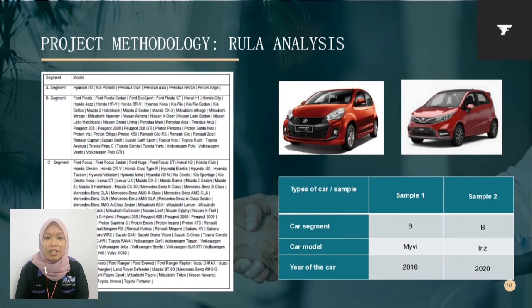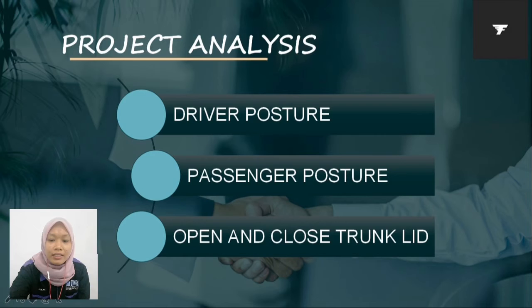Then after that, in this project we have chosen two cars, but in the same segment. So in our project we have chosen Proton MPV and Proton Iriz, which are in segment B. Thirdly, we chose to analyze driver posture, passenger posture, and closing and opening the trunk. Next, I will pass to my friend to explain more.